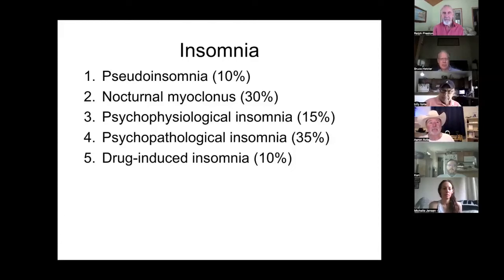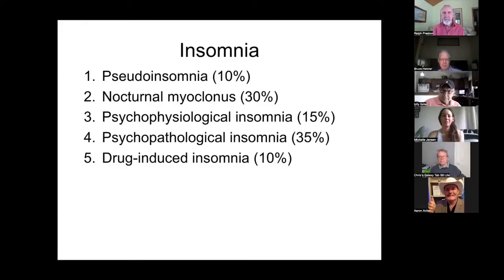Nocturnal myoclonus, 30% of the people, that's restless leg syndrome. That's when you may inadvertently kick your bed partner, and you don't want to be the recipient of that. Then there's psychophysiological insomnia, which affects 15%. These people worry about sleeping. They worry that they're not going to sleep. And that worry makes them not sleep. So the worry interferes with their sleep.